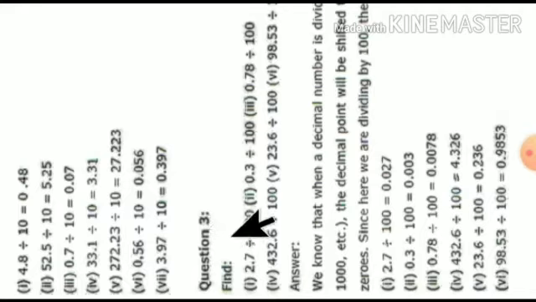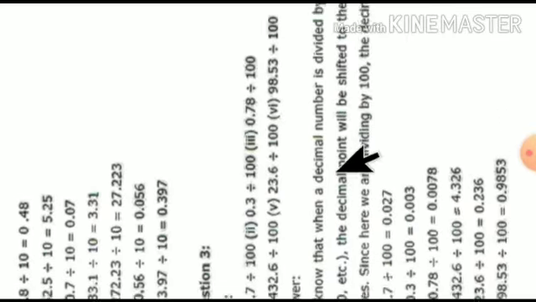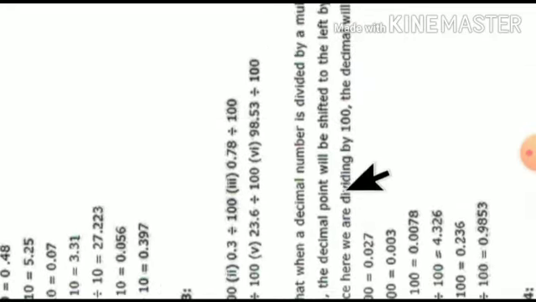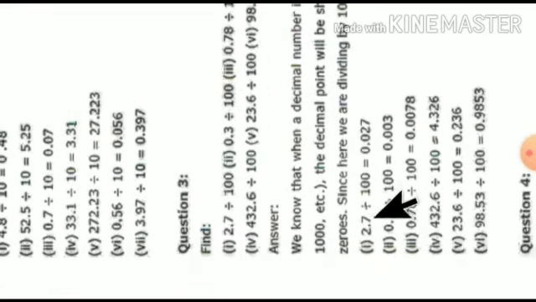Now question number 3, find 2.7 divided by 100. Here all the decimal numbers are given divided by 100. Now we know that when a decimal number is divided by a multiple of 10 only, then the decimal point will be shifted to the left by as many places as there are zeros. Since here we are dividing by 100, the decimal will shift to the left by 2 places. Now here the decimal number will be shifting to the left but by 2 places because there are 2 zeros. So 2.7 divided by 100 equal to 0.027. See, after point here you have to shift 2 places.